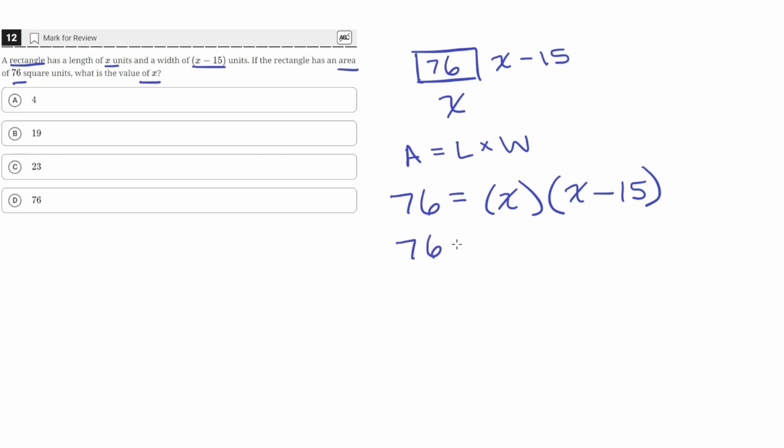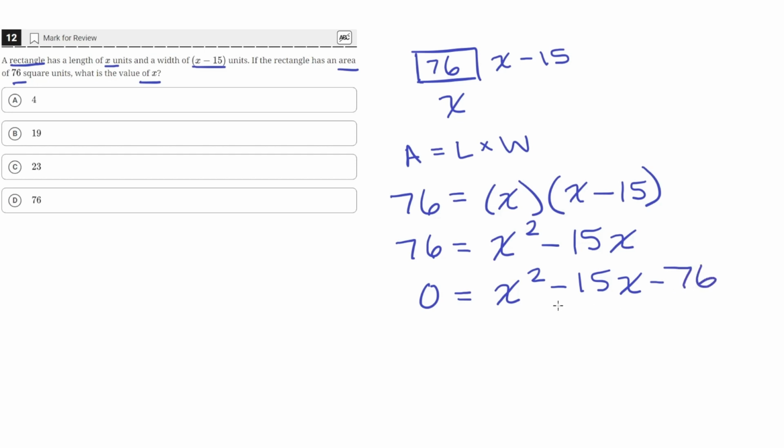So 76 is equal to, we can distribute out this x to get x squared minus 15x, and then we can subtract 76 from both sides to get 0 equals x squared minus 15x minus 76. And then we can split this negative 15x into two terms whose coefficients, when multiplied together, equal 1 times negative 76.